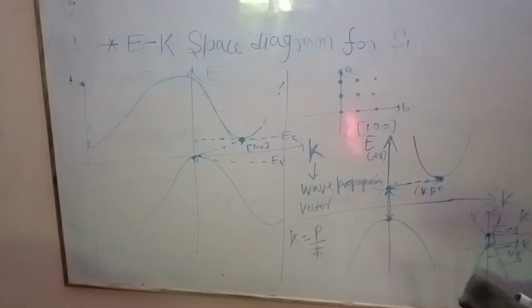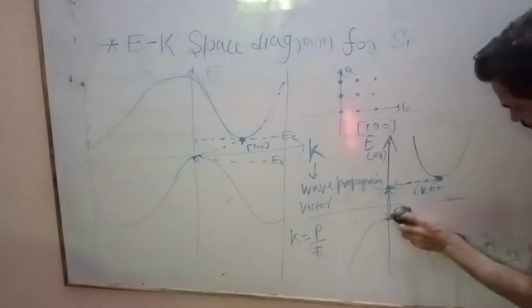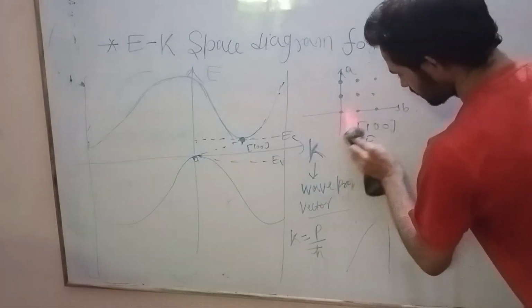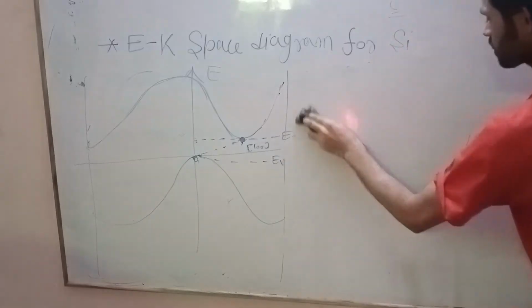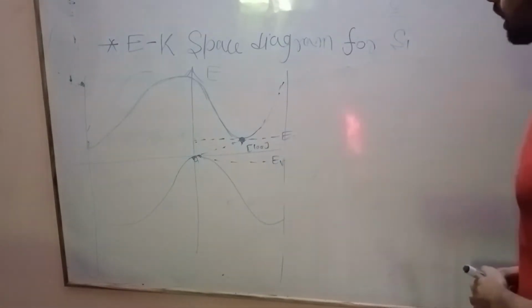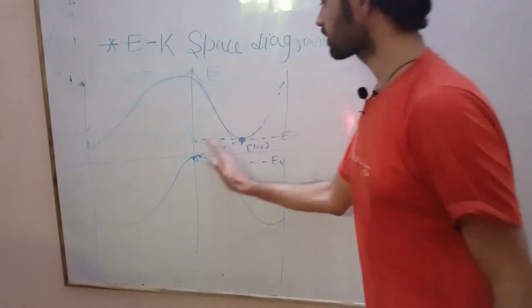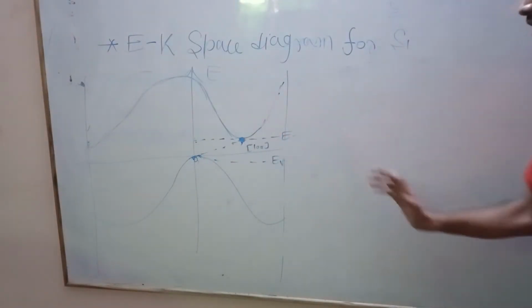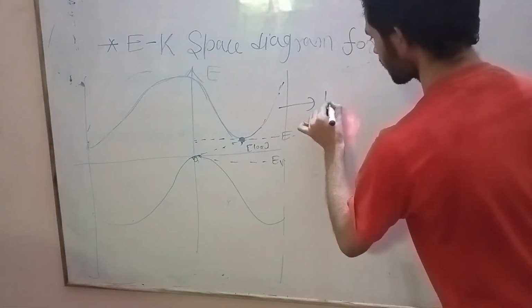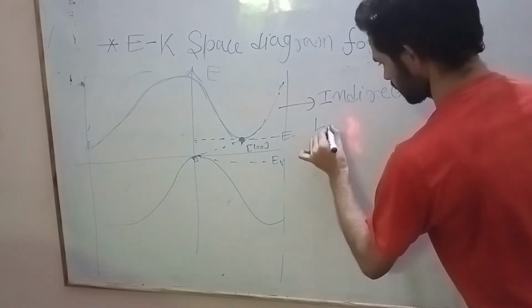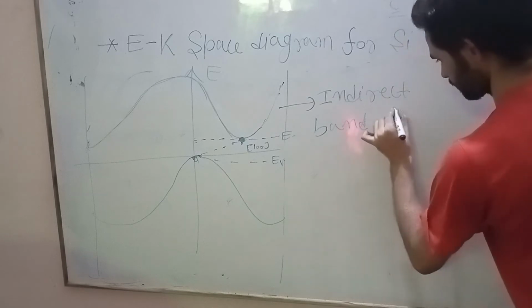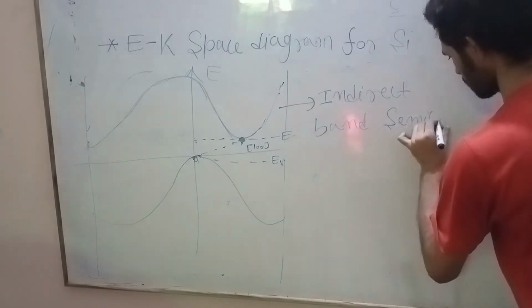Now here again, in this case, the electron that makes the transition between the conduction band and valence band is in an indirect band gap semiconductor. Yes, an indirect band gap semiconductor.